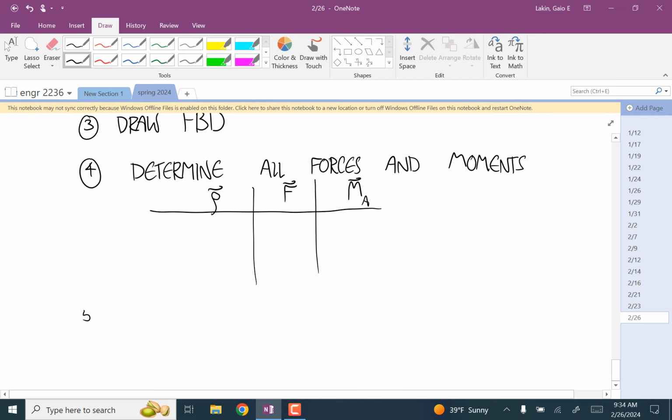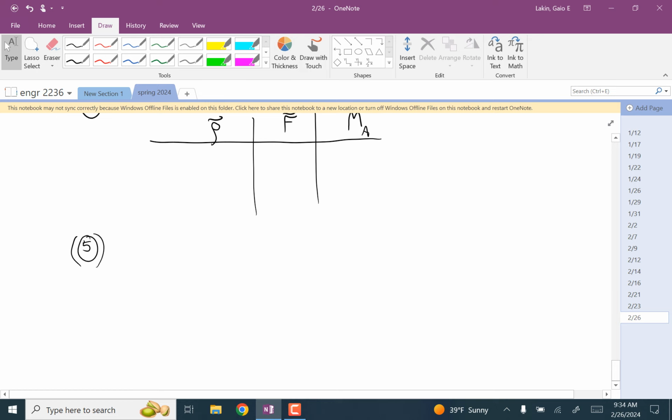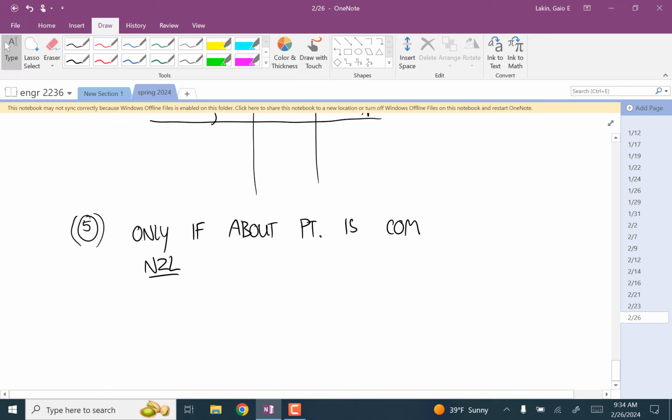Okay, fifth, you're only going to do this if there's no fixed point. So you only do this if the about point is the center of mass. Use Newton's second law. So F net is equal to the mass times the acceleration of the center of mass. And that'll give you 2 useful equations.